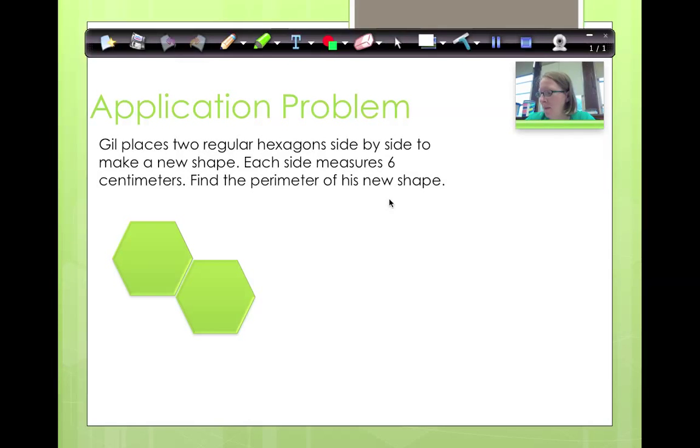So we're going to start with an application problem. Gil places two regular hexagons side by side to make a new shape. Each side measures 6 centimeters. Find the perimeter of his new shape.